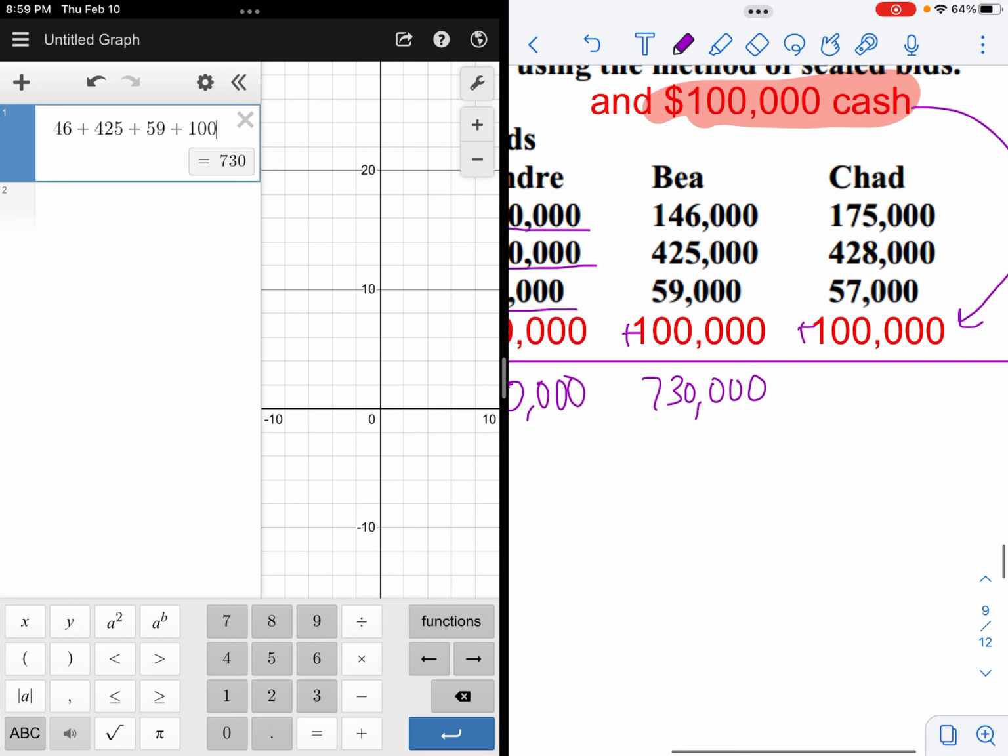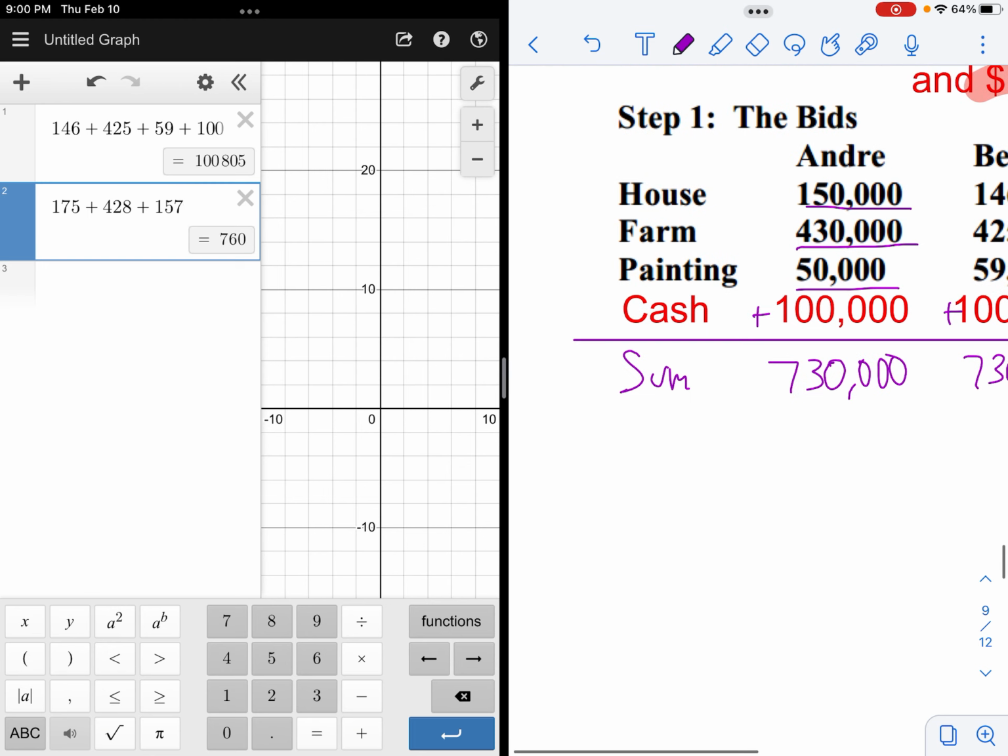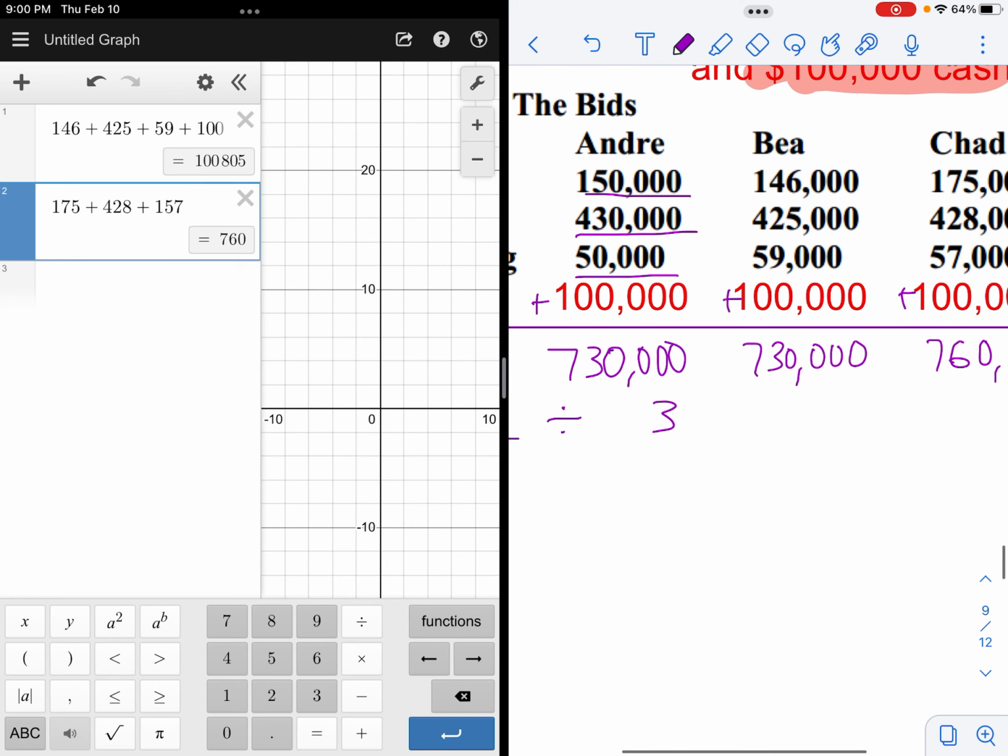And then Chad is 175 plus 428 plus 157,000. That's 760,000 right there. That's first step, find all the sums. Then you got to find the fair share. You divide by the number of people that are in the estate. So divide every one of these by 3.